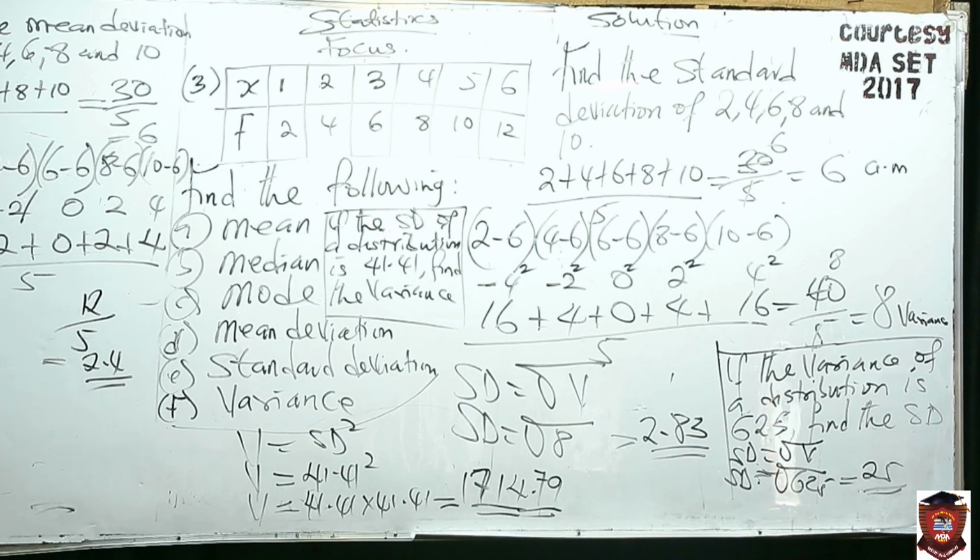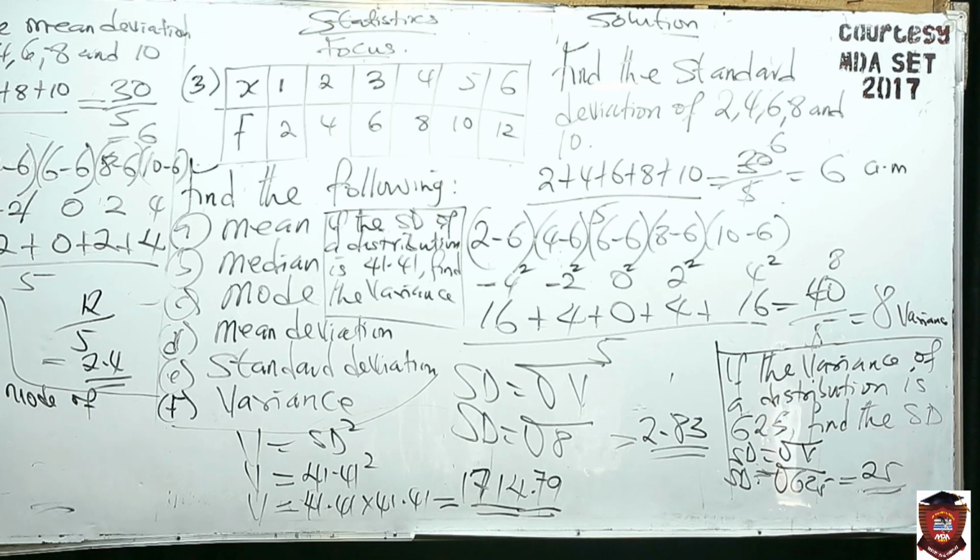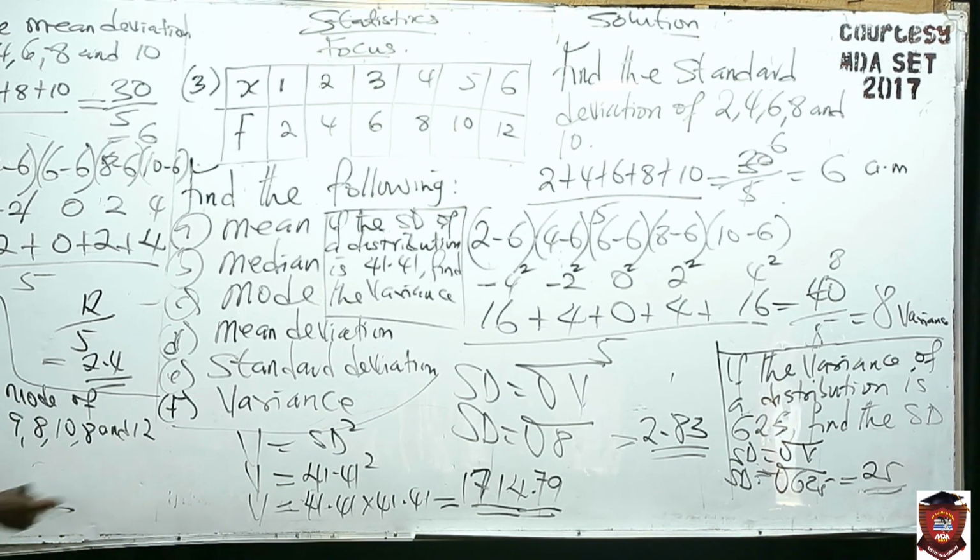Okay, mode. I need to give you mode. After mode, I will now solve this question. I've not given you median. That's median there. Now look at this. If they say find the mode of 2, 1, 6, 8, 9, 8, 10, 8, and 12.